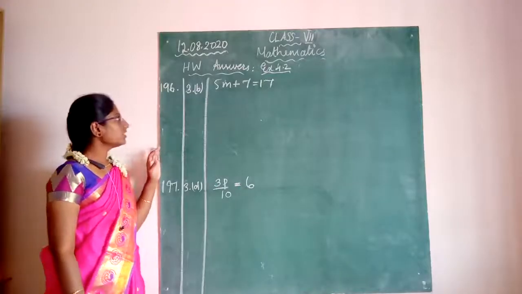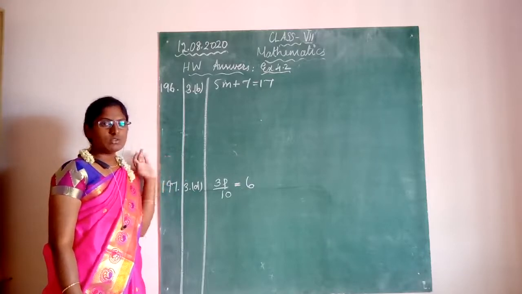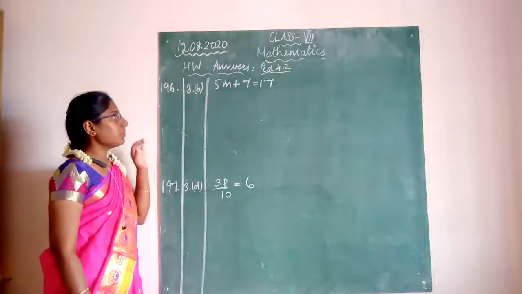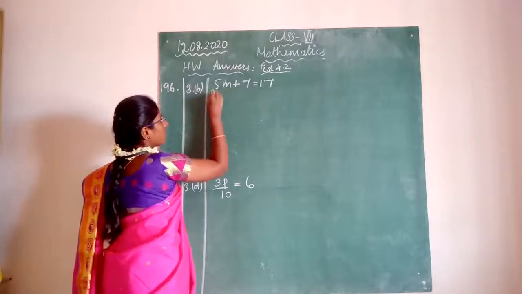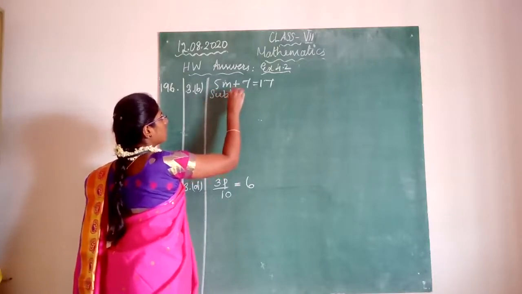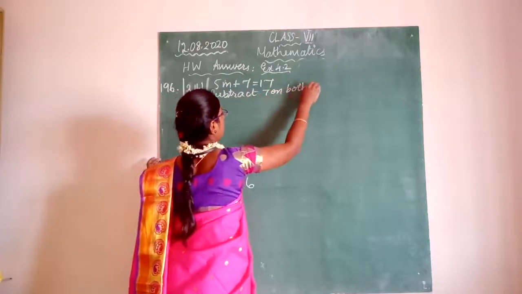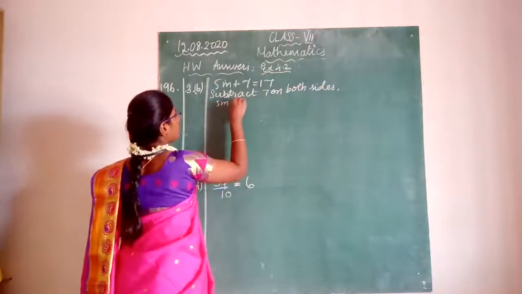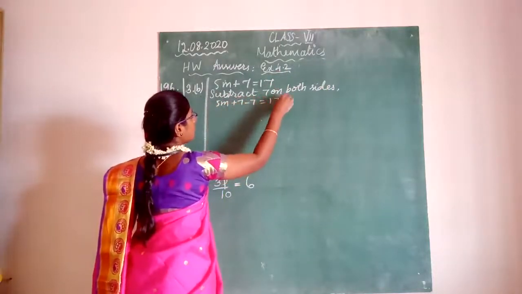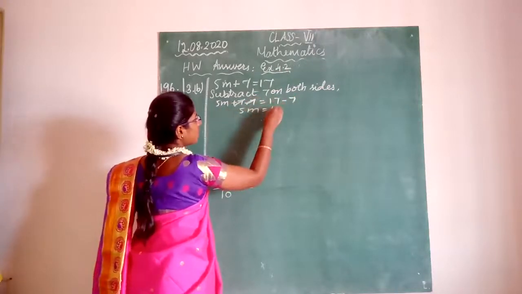Clear? Look here. Next question, third one. Here we have to separate the variable and then we have to find the solution for the variable. And we have to mention all the steps that we are using here. So first step to separate variable is we have to keep only 5m, right? So we have to remove 7 from here. So write subtract 7 on both sides. Okay. So what will you get? 5m plus 7 minus 7 equal to 17 minus 7. Plus 7 minus 7 will get cancelled and 5m is equal to 17 minus 7 is 10.